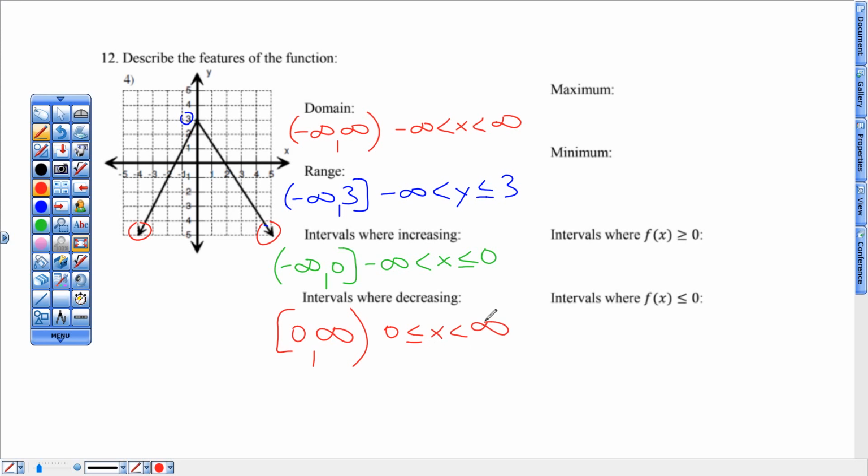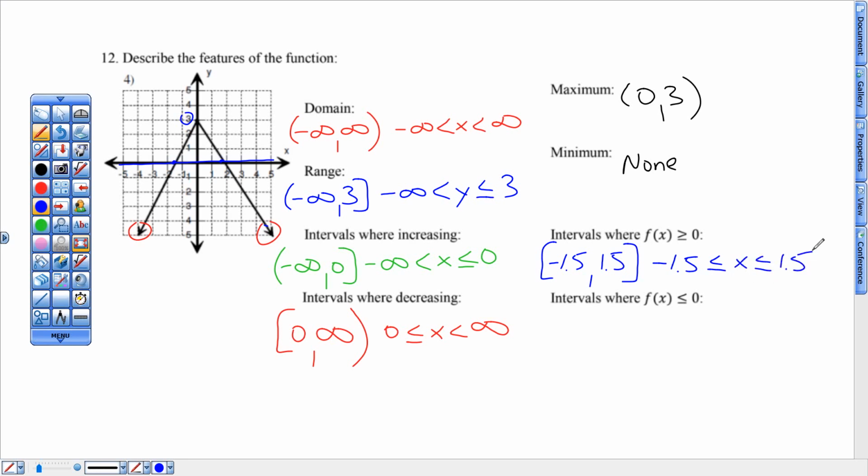Maximum looks like that point right there, 0, 3, is the maximum. Minimum, there is no minimum. There is none. Interval where the line is on or above 0, looks like from about negative 1.5 to 1.5, I'll say. So from square bracket negative 1.5 to 1.5, where that data is above that line. And maybe write it like this, interval notation.